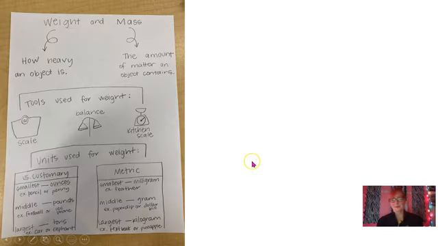The next topic that we're going to review is weight and mass. Weight and mass are different. Weight is how heavy an object is and is determined by the gravitational pull on that object. The mass is the amount of matter an object contains. The mass will stay the same no matter where you are. The weight will change. So if you go to the moon, your mass stays the same and your weight changes because the gravitational pull on the moon is much less than what it is on Earth.